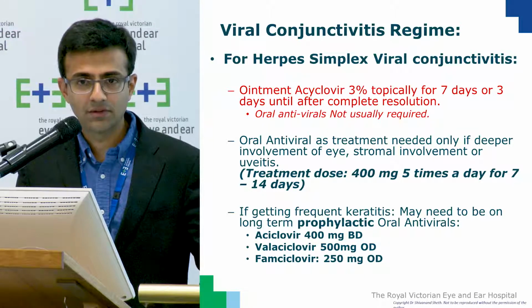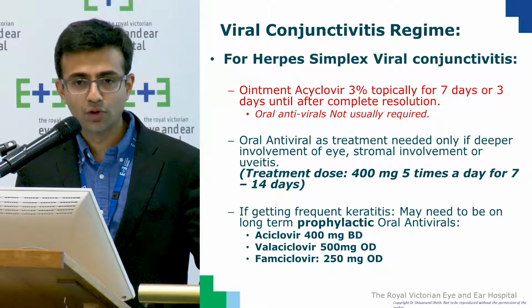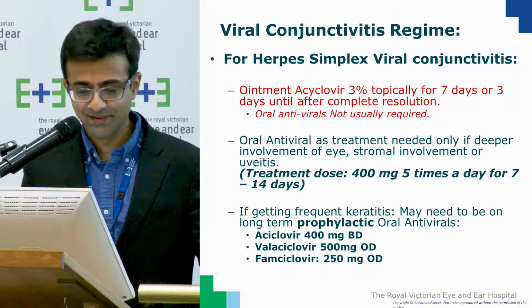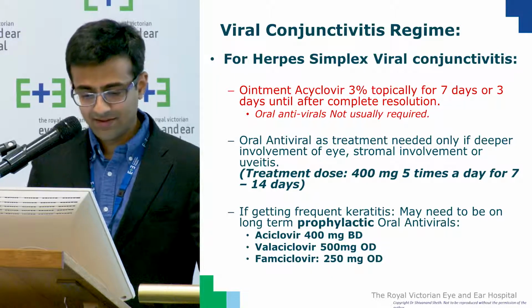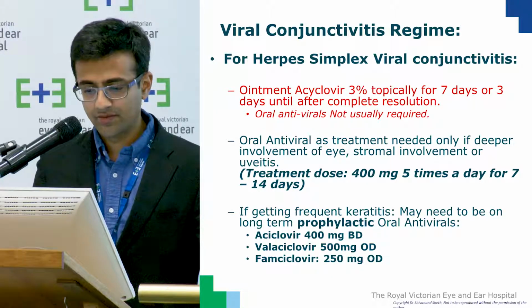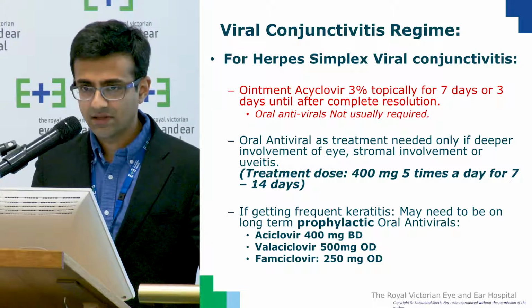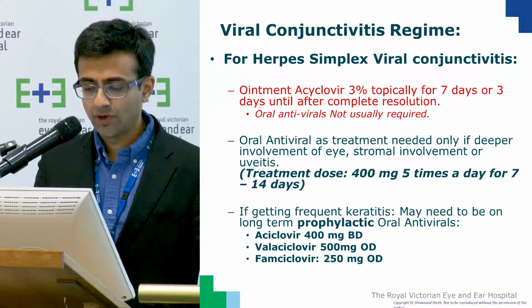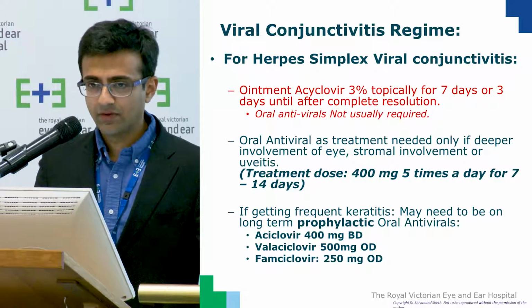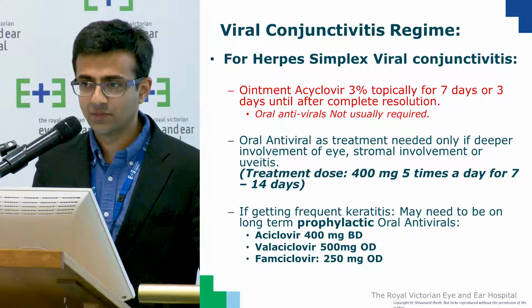But I tell the parents or the patient that in 2 weeks, if you're no better, then probably take another week off. If they come back as HSV positive, either a dendrite, then you can start them on acyclovir ointment 3% topically for 7 days, and you can probably treat them if they've had a known history of HSV in the past.